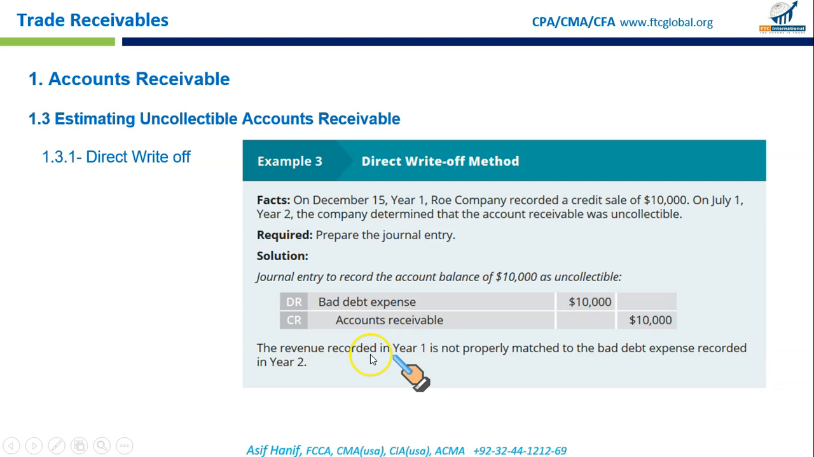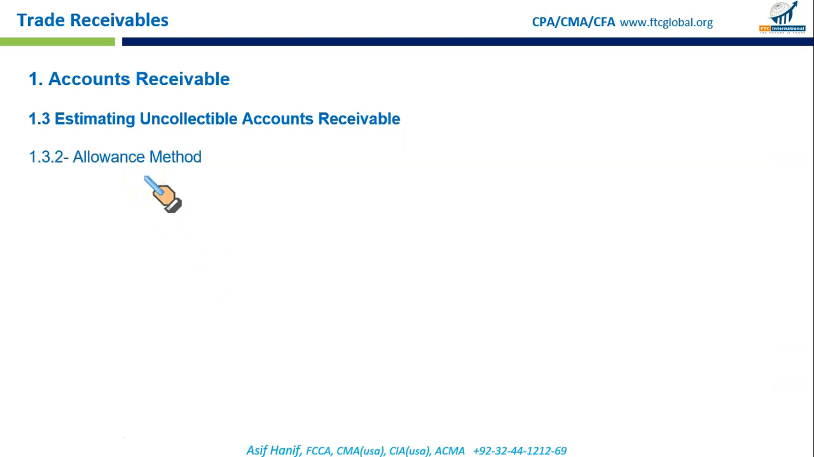Now the issue is the revenue is reported in year 1, whereas bad debt is in year 2. So revenue recorded in year 1 is not properly matched to the bad debt expense recorded in year 2. That is the issue with the direct write-off. Allowance method, that's the next one.